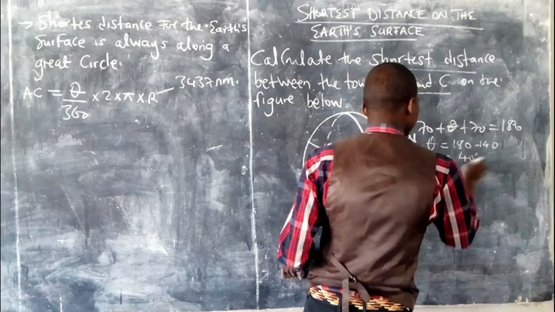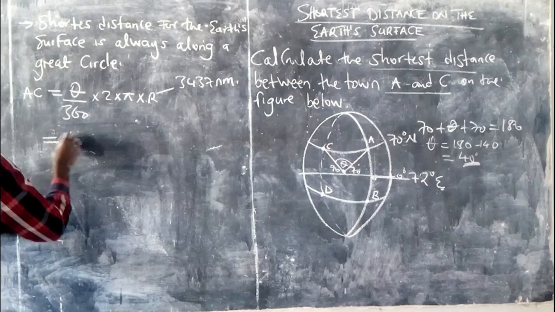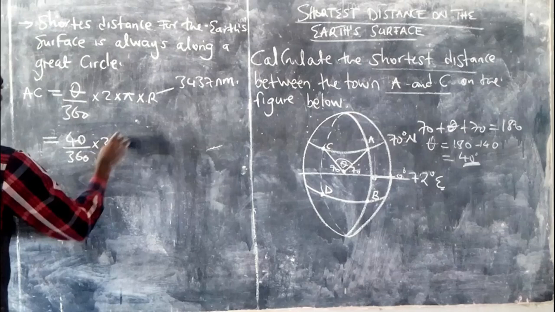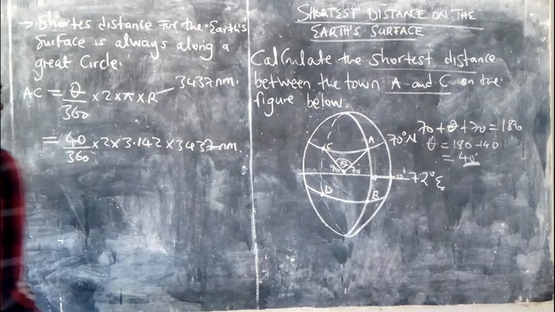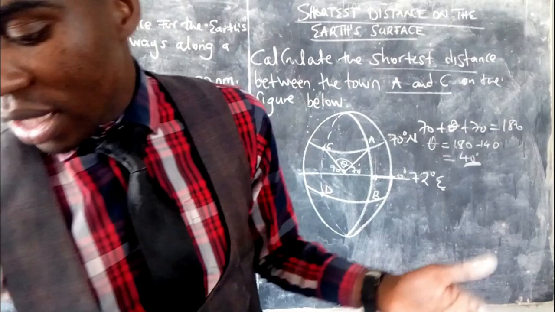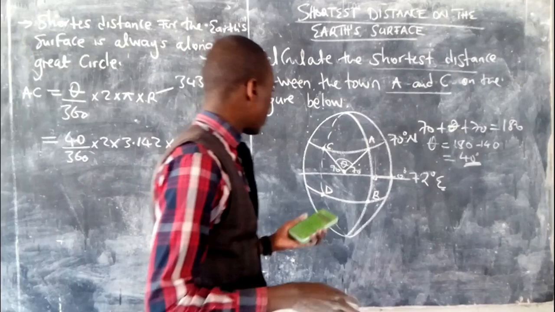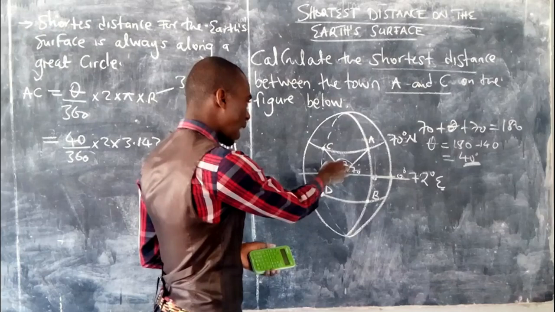Now let's see if we can substitute in here. So we are going to have 40 divided by 360 multiplied by 2 multiplied by 3.142 multiplied by 3437 nautical miles. Okay, so that is what you do. Please remember, whenever shortest distance is involved, just know that you have to find this angle here. Okay, what I've done here is what you're supposed to do. And that is how you know, every time this is involved.